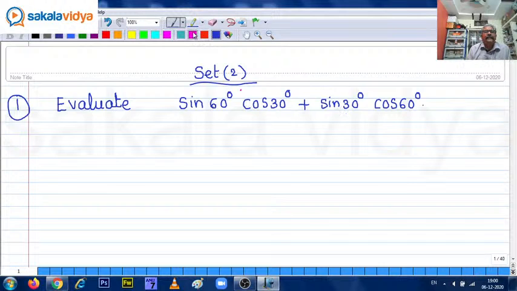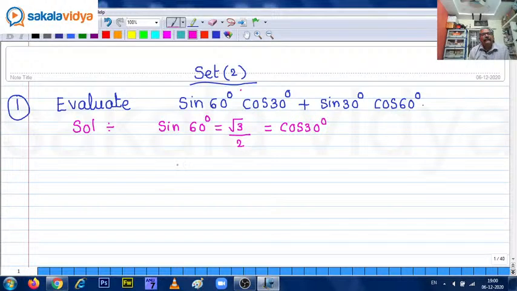So first let us write the values. Sine 60 degrees is equal to root 3 by 2, which is equal to cos 30. And sine 30 equals 1 by 2, which is equal to cos 60. So first we need to write the values of sine 60, cos 30, sine 30 and cos 60. Very good.